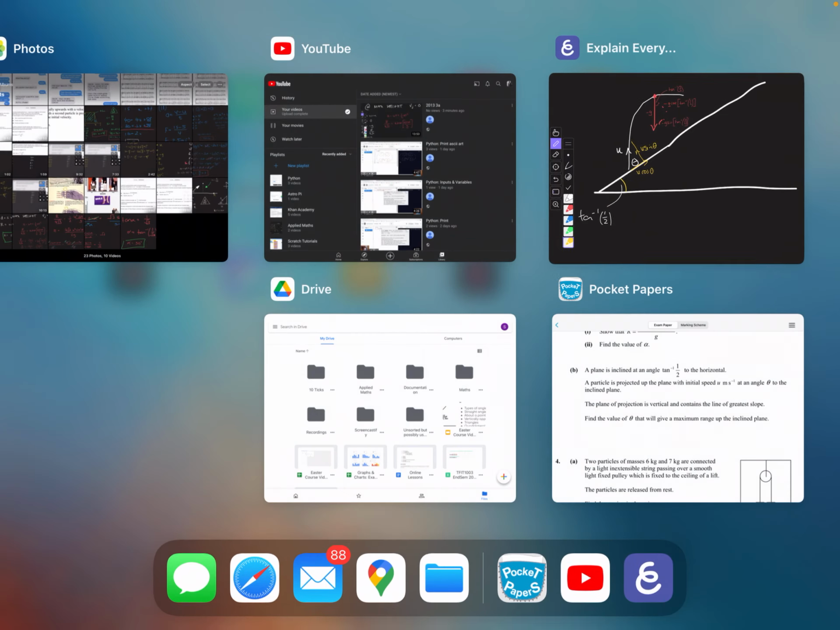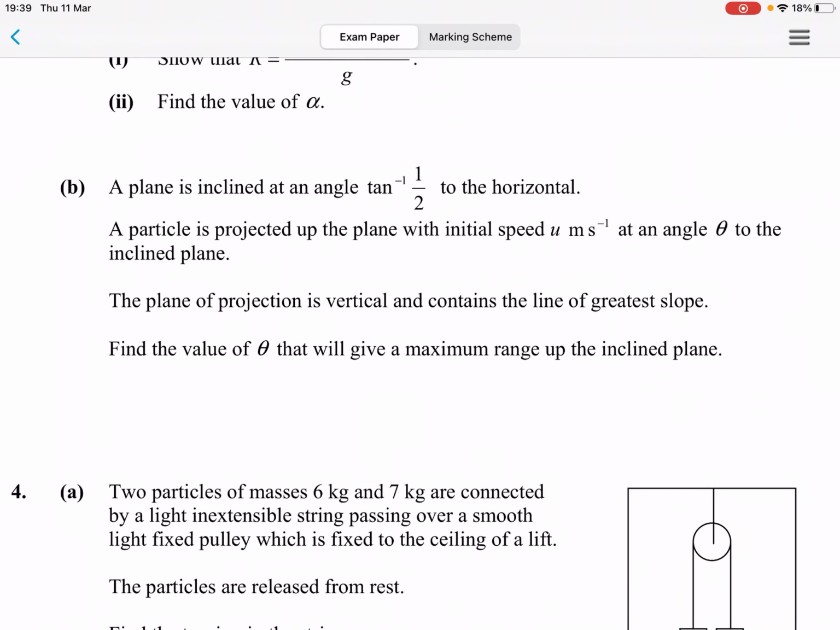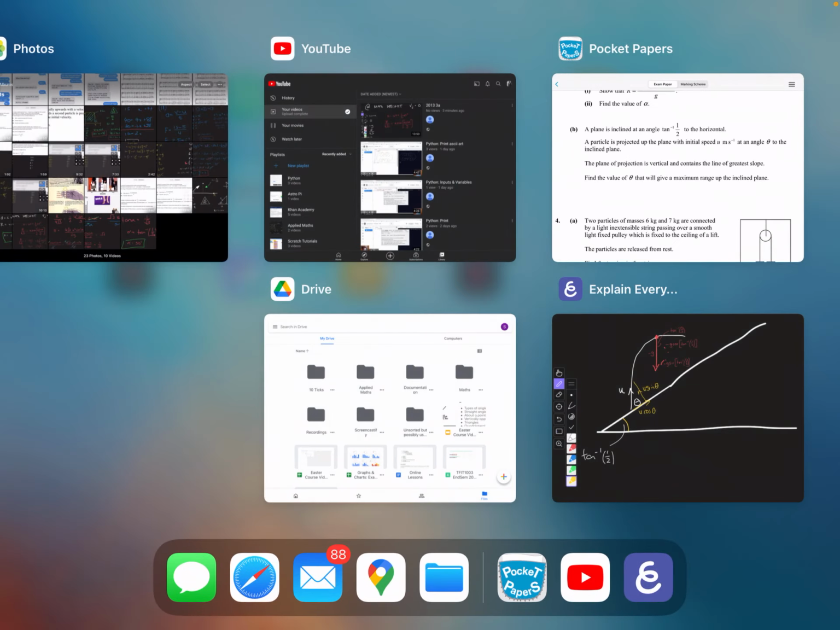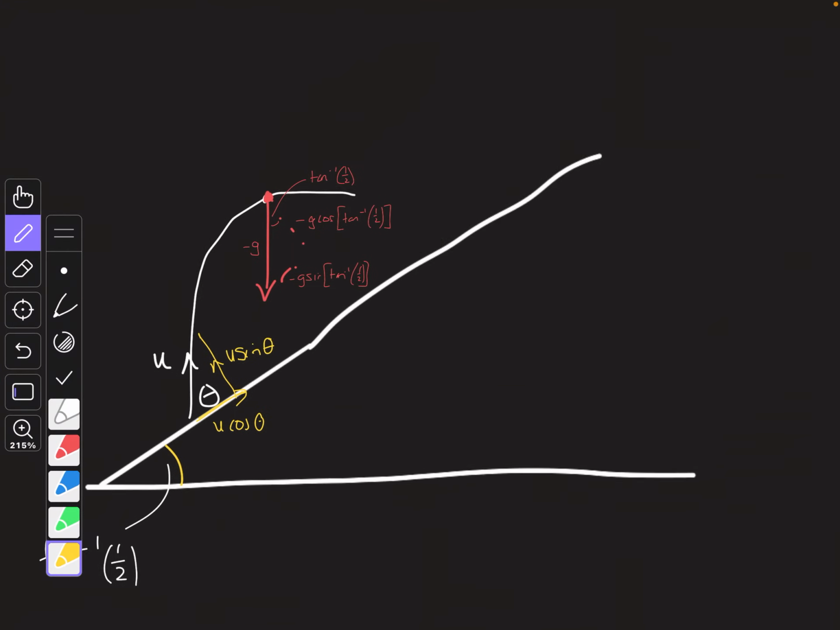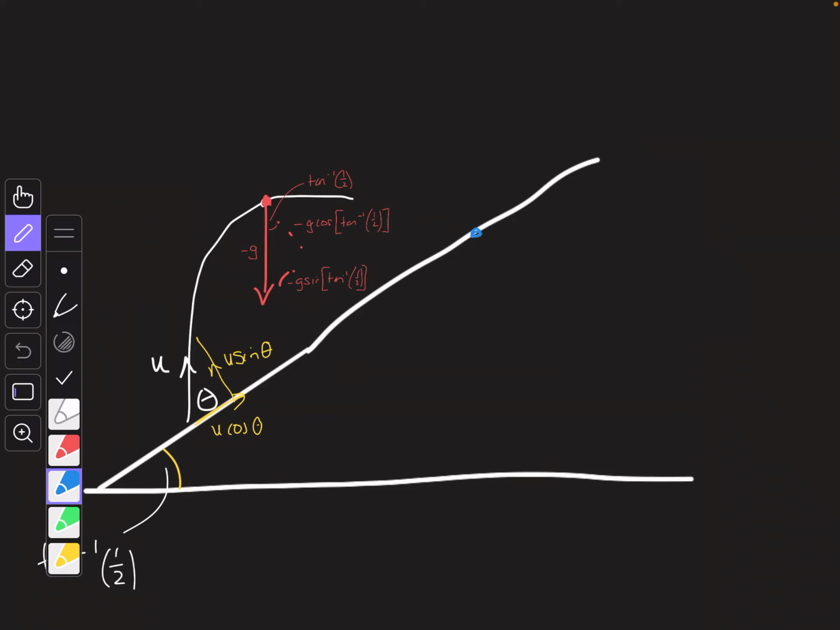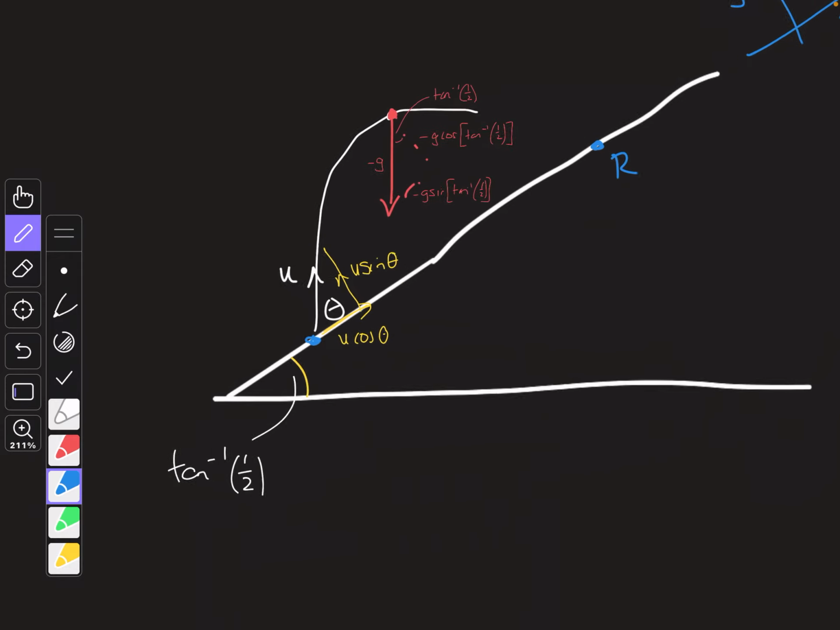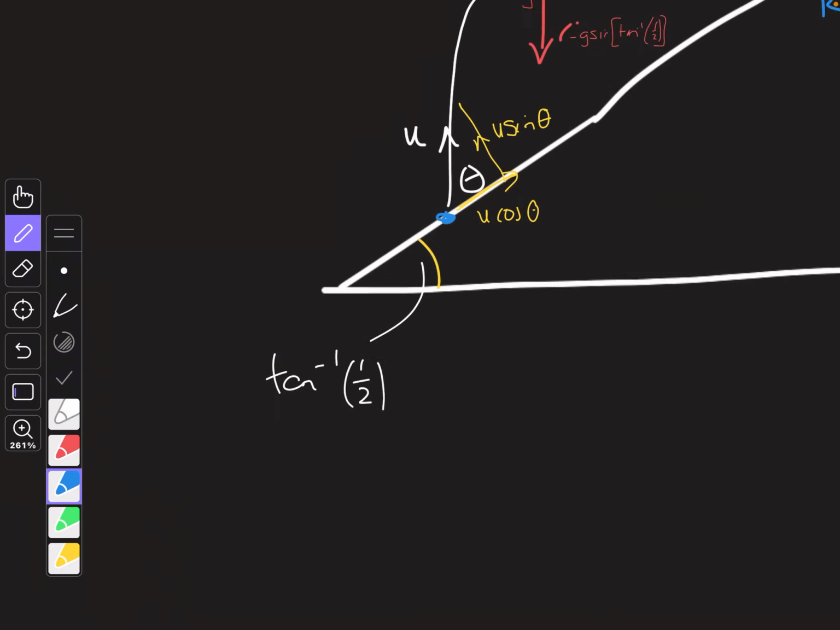Let's take a look back at the question because I've already forgotten. Find the value to give a maximum range. So we're looking for the max range, right? So range is referring to where it lands over here. We call this R. If this is the i plane and this is the j, how much in height has it changed from here to the R? It's 0. So in the j, we've got 0.